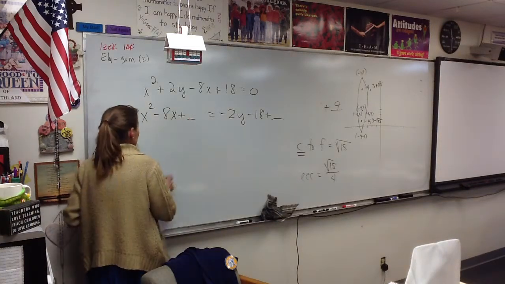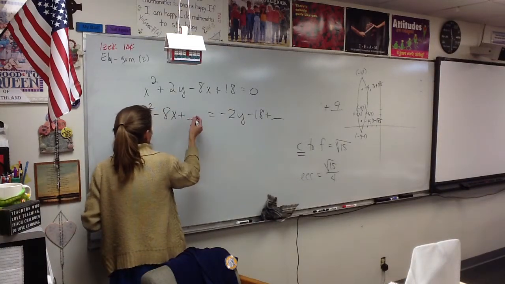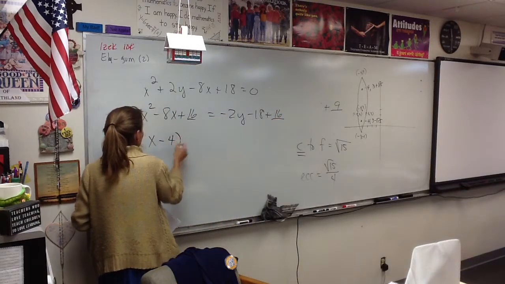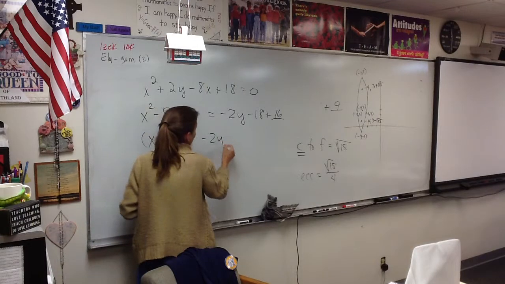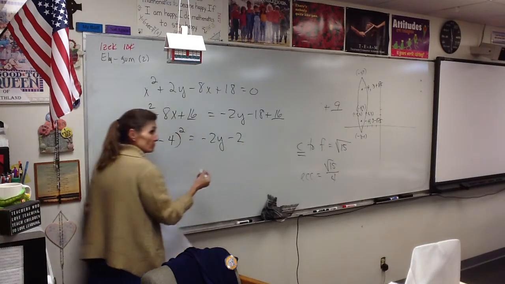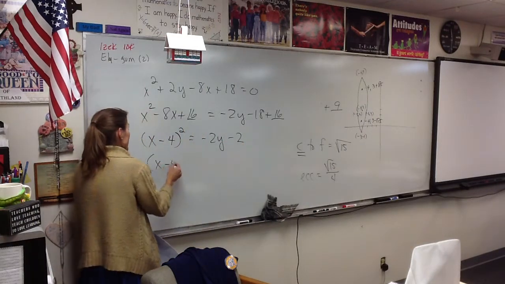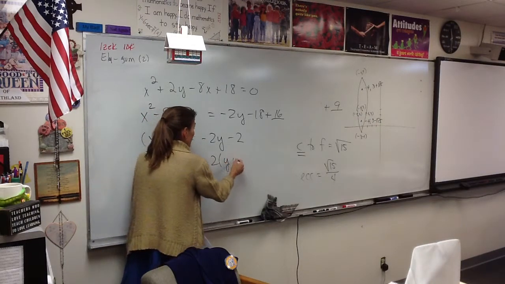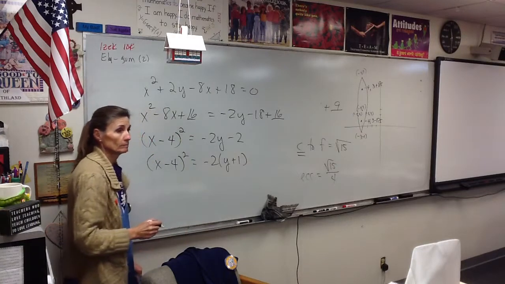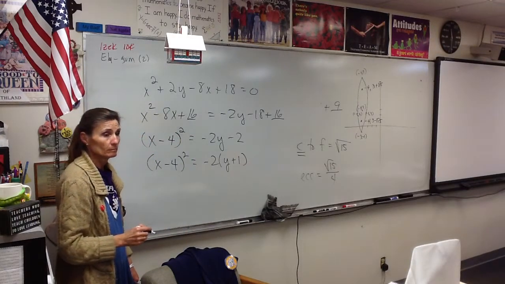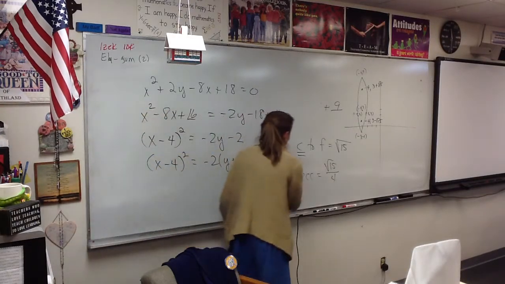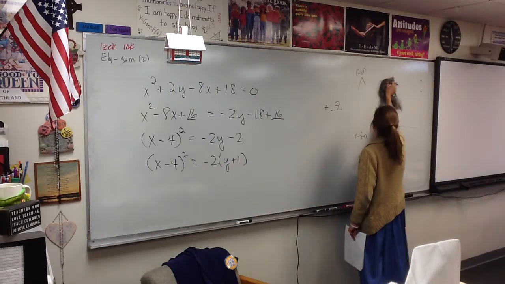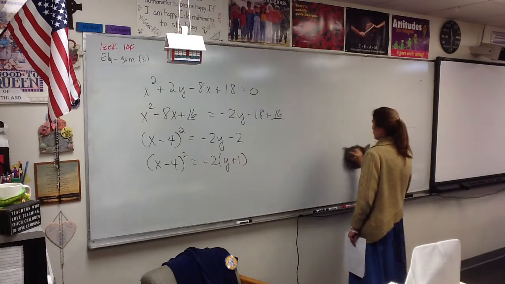So now we're going to complete the square. So what gets added here? 16. So we have x minus 4 squared equals -2y minus 2. So x minus 4 squared equals -2 times y plus 1. That's true. Where's my vertex? 4, -1. 4, -1, yep.